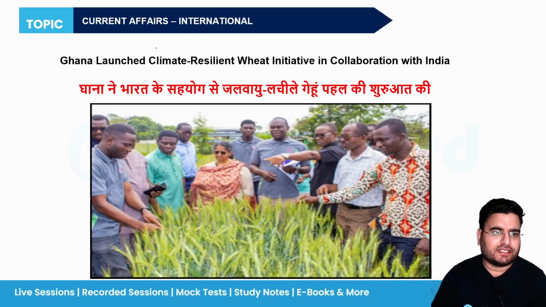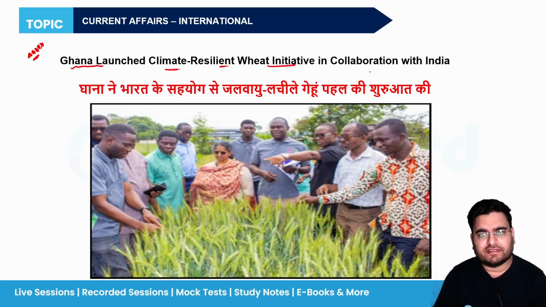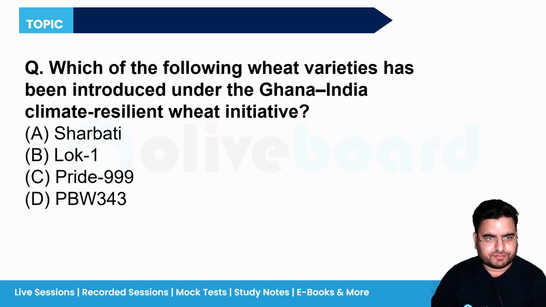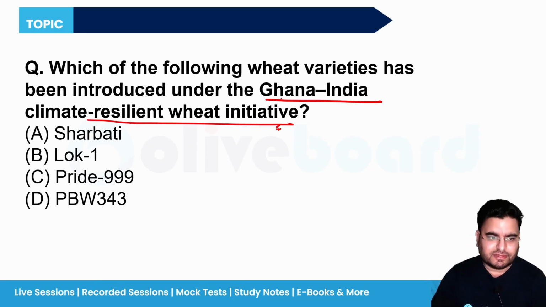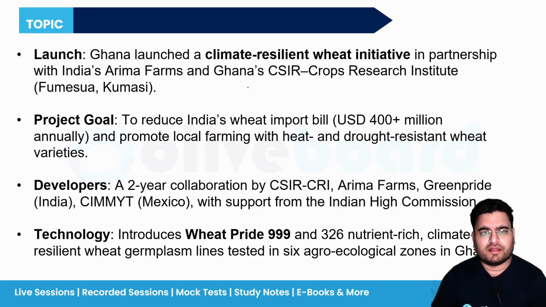Next, international news, very important news, 5-star news. Ghana launched climate resilient wheat initiative in collaboration with India. Now, which of the following wheat varieties has been introduced under the Ghana India climate resilient wheat initiative? We'll see the news, then we'll see the answer. So first of all, which 2 countries are involved? India and Ghana. Okay. Number 1.